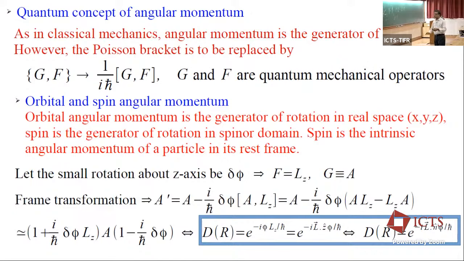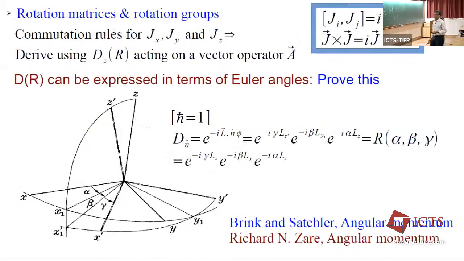So this is all about classical and quantum concepts. In the case of the rotation matrix, you can describe it in terms of Euler angles, and these commutation relations you can put in compact form, J cross J equal to iJ. So these are the commutation relations, and you have in general a rotation matrix.